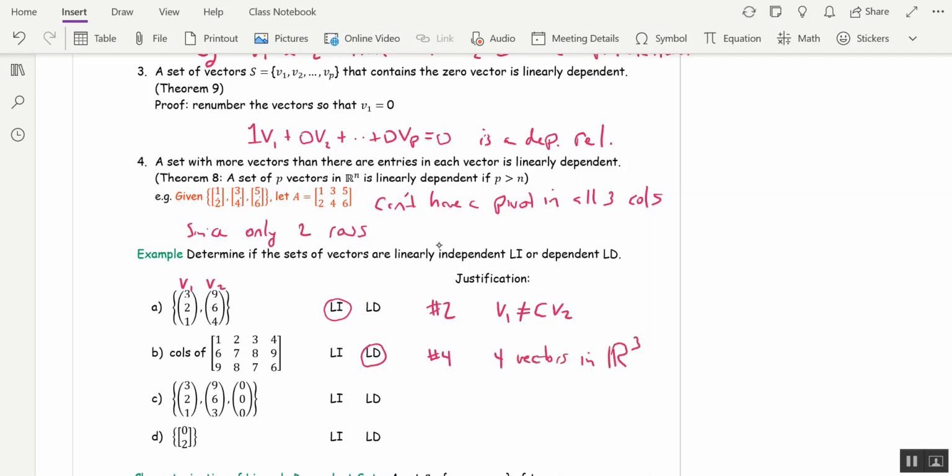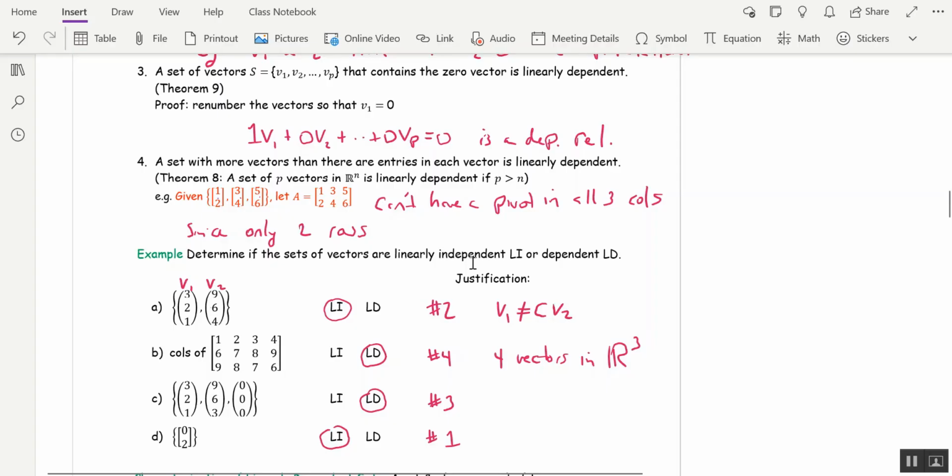Next one, that's a giveaway. That's dependent. That's number 3. One of the vectors is the 0 vector, so automatically linearly dependent. And then D is going to be linearly independent because I have a non-zero vector and there's only one of them. So that's by number 1.